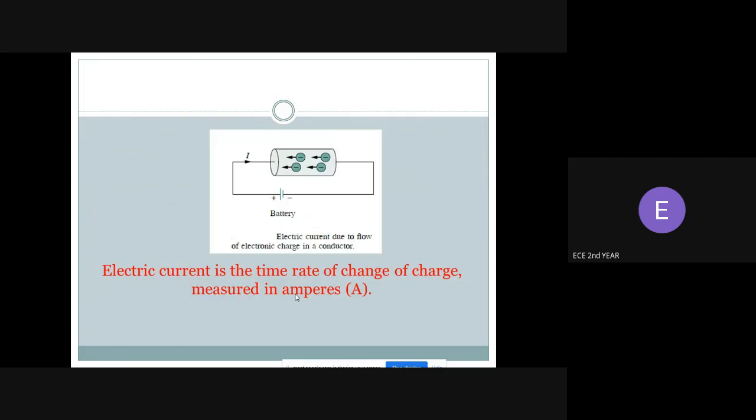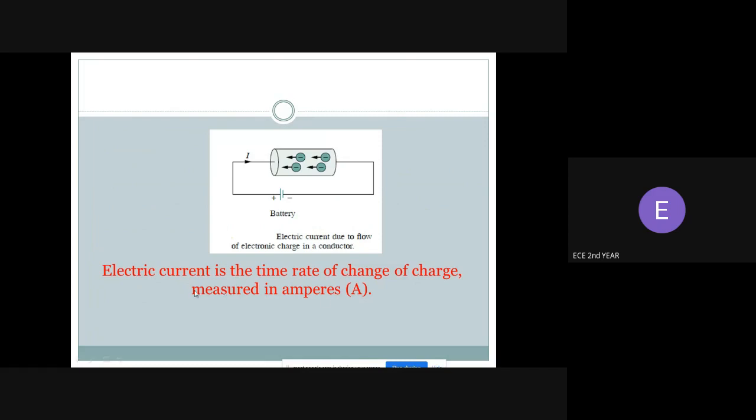This diagram shows a circuit connected to a battery. The electrons are flowing from the negative terminal. The electric current is due to the flow of electric charge in a conductor. Here the electric charge is flowing. Electric current is the time rate of change of charge, measured in amperes.